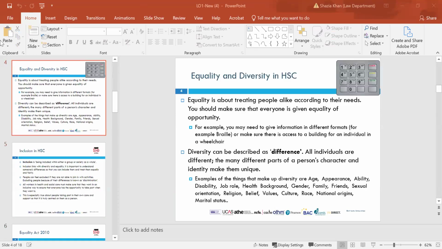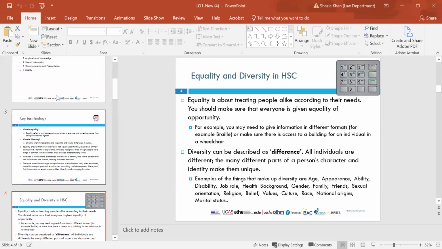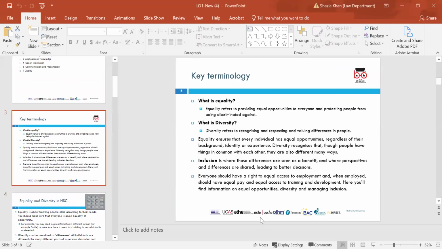Inclusion is where the differences are seen as a benefit, and where perspectives and differences are shared, leading to better decisions. So it's an act or practice of accommodating people from groups historically excluded. While many organizations pride themselves on inclusion efforts, the reality is that the most oppressed people are often the ones with the greatest awareness of how much more work needs to be done in this regard. So inclusion in the workplace is really important.